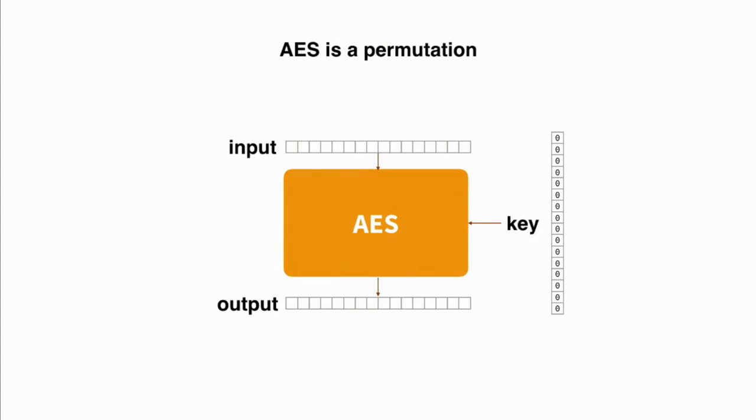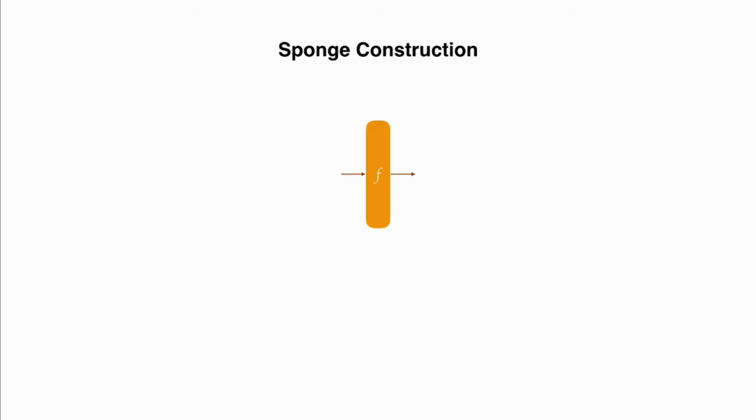And here I pretend that I use a key of all zeros. So the key is known. Everybody can use it to decrypt, encrypt. We don't care. There is no secret here. So every time you'll see this function here, this permutation, you can think of AES with a known key.